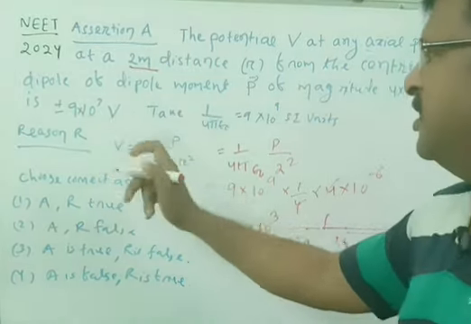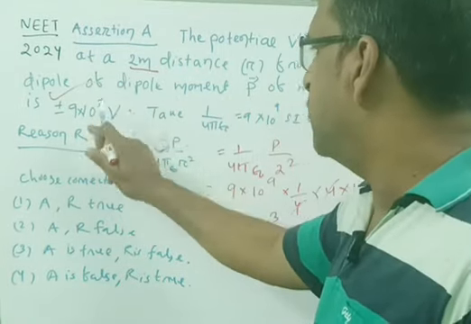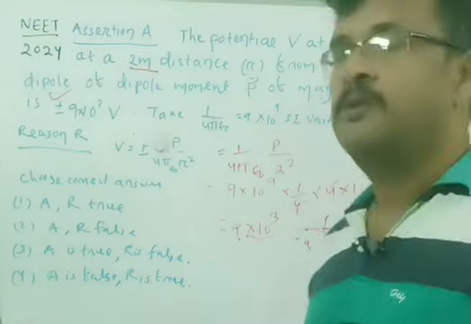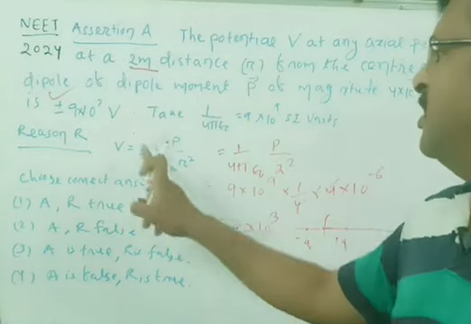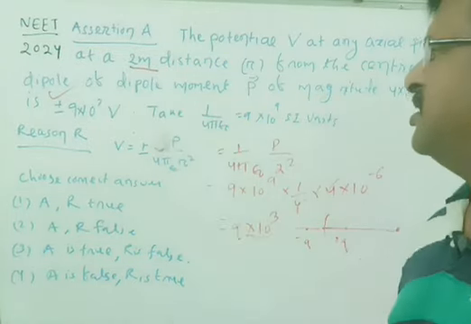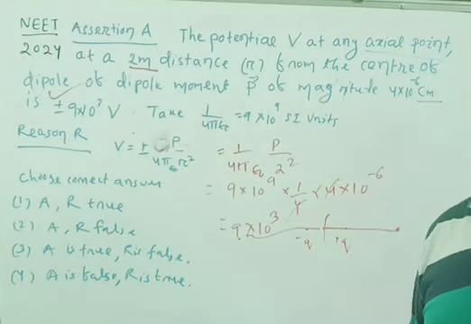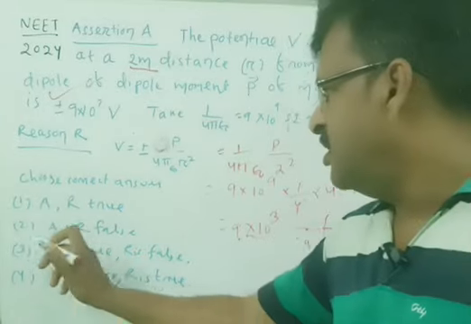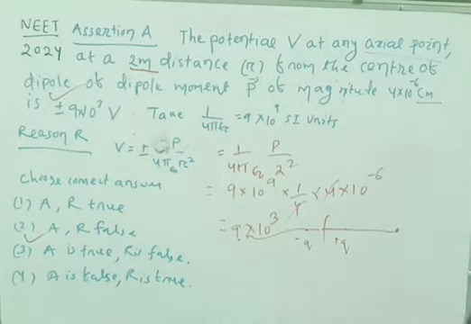So this is correct. This assertion A, we calculated that this will be plus minus 9 into 10 to the power 3 volt. But student, this factor 2 is incorrect in the reason R. So option A is true, R is false. That is option 3 will be correct, students, for this question.